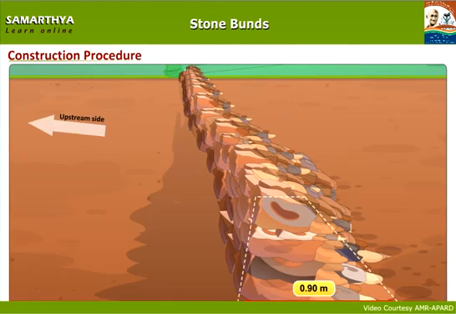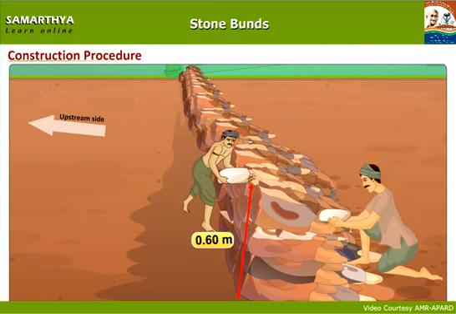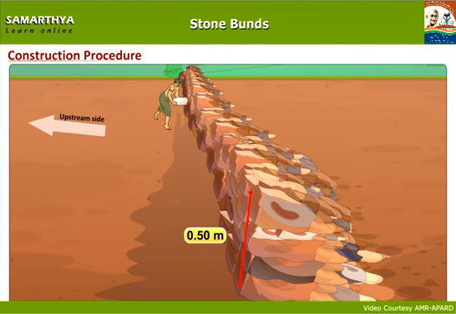The slope of the bund should be built in such a way that the bottom width of the stone bund should be 0.9 meters and the top width 0.3 meters, and the height of the bund should be 0.6 meters, 0.5 meters from ground level.